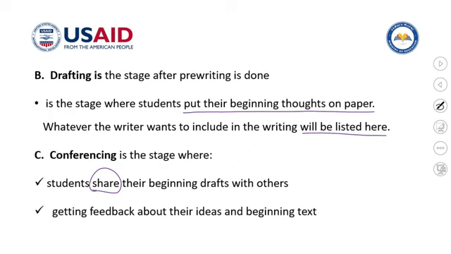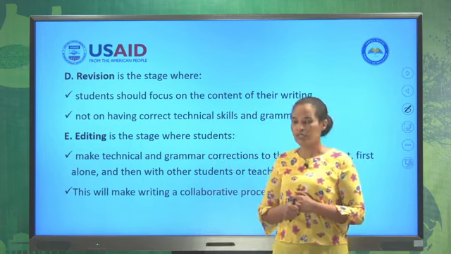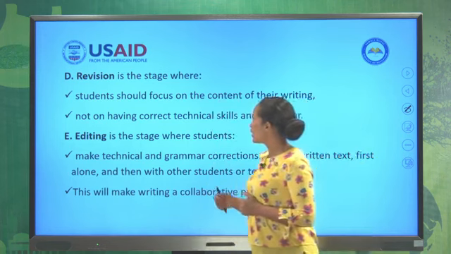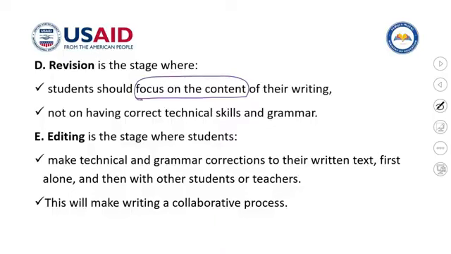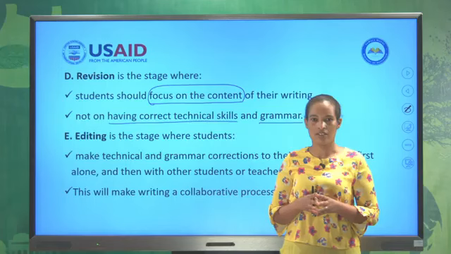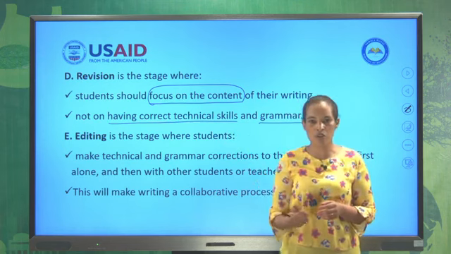The fourth stage is revision. Revision is a stage where students focus on the content of their writing, not on having correct technical skills and grammar. It's not an issue to raise about the grammar and the technical skills. But at this stage, they need to focus on the content of their writing.